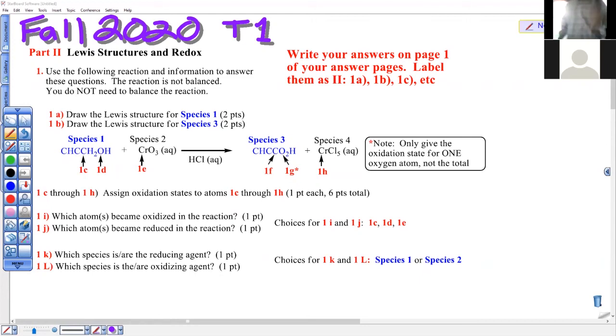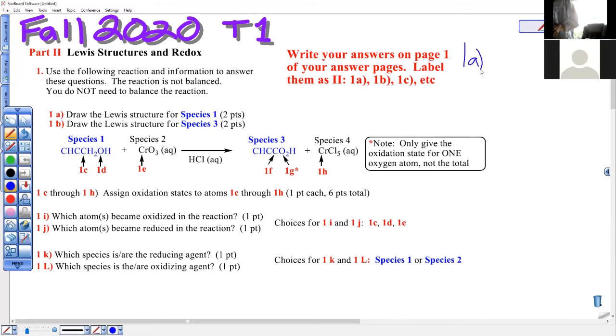We're looking at Fall 2020 Test 1, Part 2, where we're supposed to do Lewis structures and redox. We're doing the first part. We're supposed to draw Lewis structures for species 1 and 2. I'm going to go rather quickly on that.